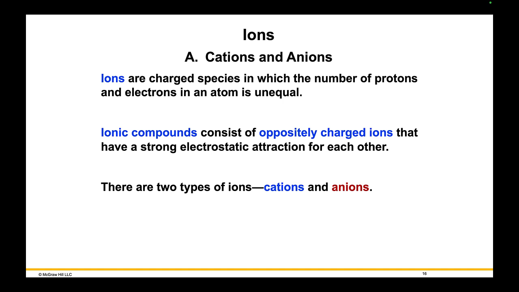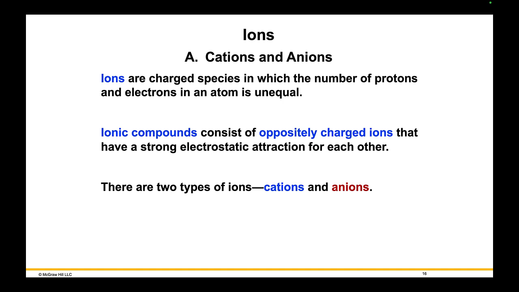We're going to start out with ions themselves, which are just charged species in which the number of protons and electrons in an atom is unequal. What we saw is when we have a neutral atom, the protons and the electrons are equivalent, right? The positives and the negatives balance each other out. Ionic compounds consist of oppositely charged ions that have strong electrostatic attraction to one another. And so when you see that transfer of electrons, you then have an imbalance between your protons and electrons, and so you get these charged species.